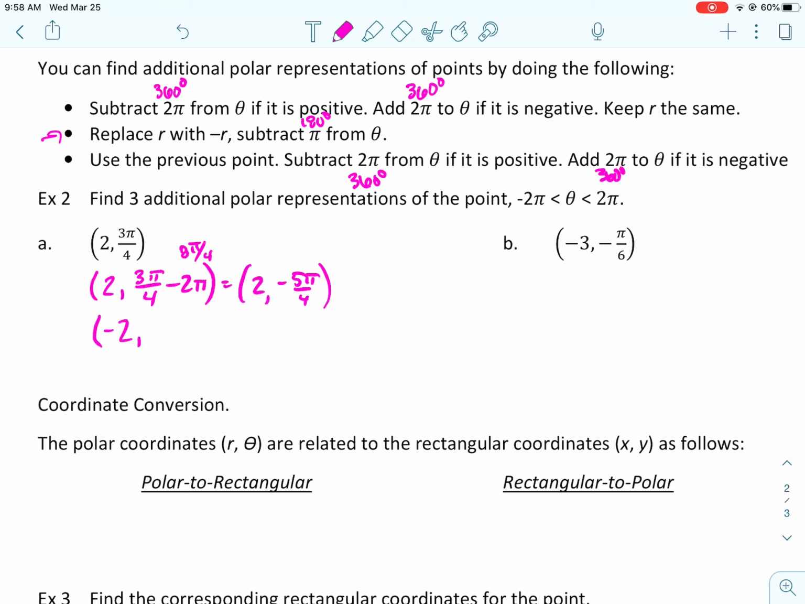All right, then for the second one, it tells us to replace r with the opposite of r. So since our r was 2, we'll make it negative 2. And then subtract pi from theta. So 3 pi over 4, and if we want to subtract pi, that's the same as 4 pi over 4. So an additional representation is going to be negative 2, negative pi over 4.